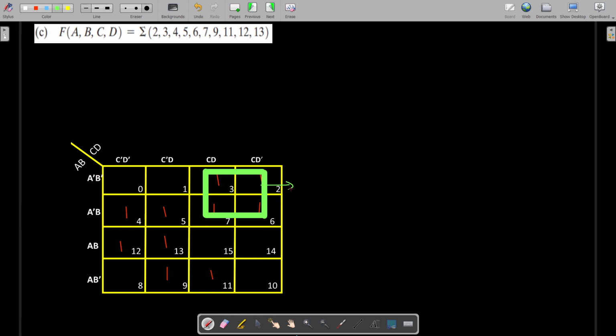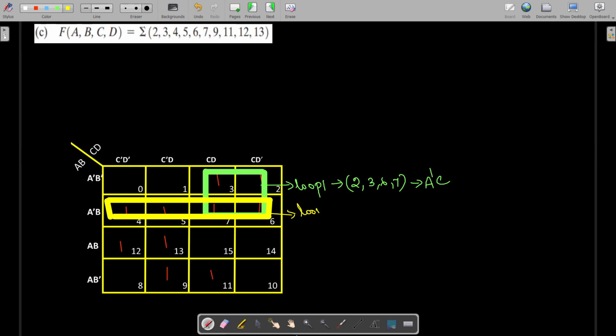Okay, so this is loop 1 and we are going to write the corresponding minterm values. The minterms are 2, 3, 6, 7 and its corresponding expression is, it covers these two, right? And here column wise these two, so it is a dash and here it is c. So this is the minimal expression for loop 1. Now we go for the second loop formation. These 4 ones can be combined. We name it loop 2.